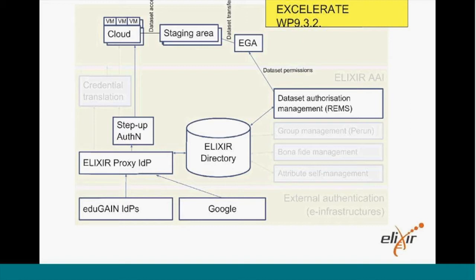So now we are focusing on this red circle, how to use permission information to authorize the data use in the cloud environment. In the example which I'm going to show, this is CSC's ePouta Cloud. And now the question is how to deliver this permission information from ETA to the cloud. And this is something that happens via ELIXIR AAI.